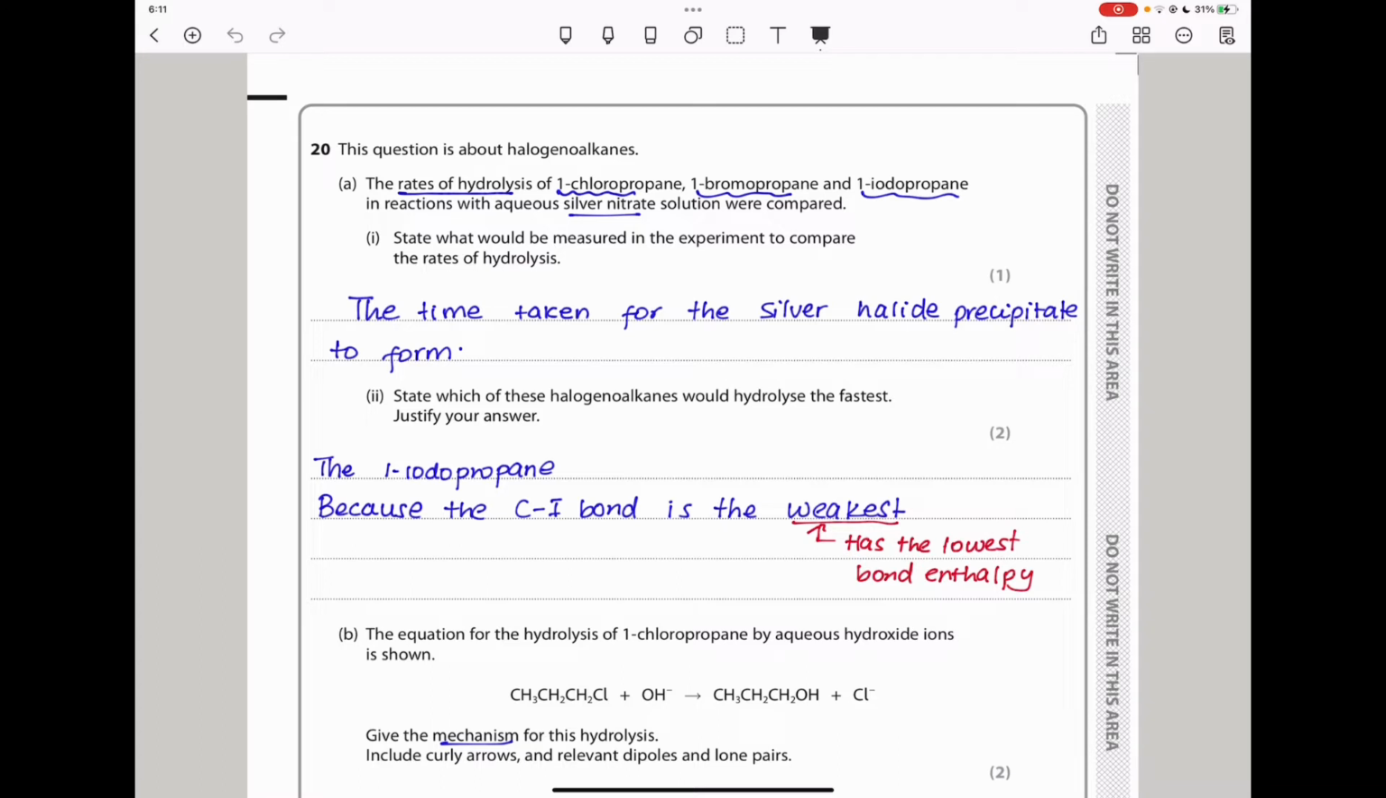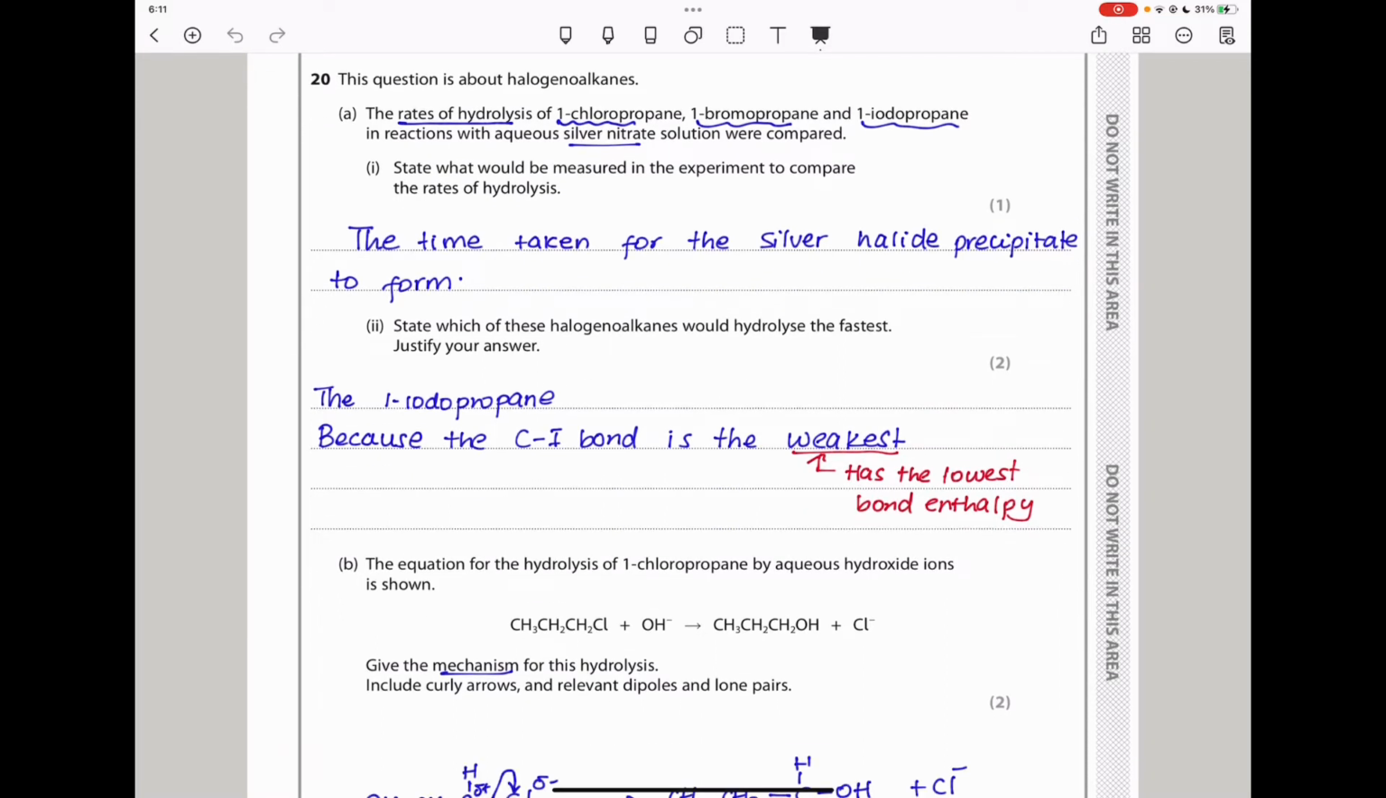Now, when these hydrolysis reactions are carried out, halides are going to be produced. So there is going to be silver chloride, silver bromide, and silver iodide, and they will look at the precipitates that are formed, either the color of the precipitates, or, in this case, since we are measuring the rates of hydrolysis, the time taken for the precipitates to be formed. So here I say the time taken for the silver halide precipitates to be formed. So how long does it take for the silver iodide to form, the silver bromide to form, and the silver chloride to form? That will be what's going to be measured.